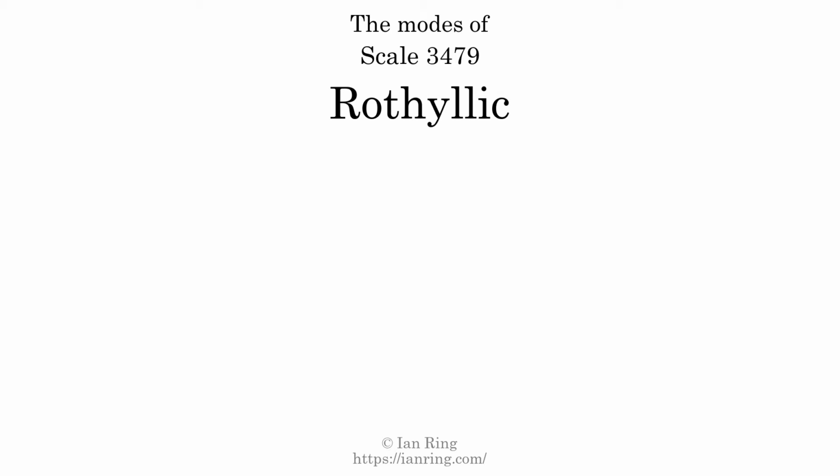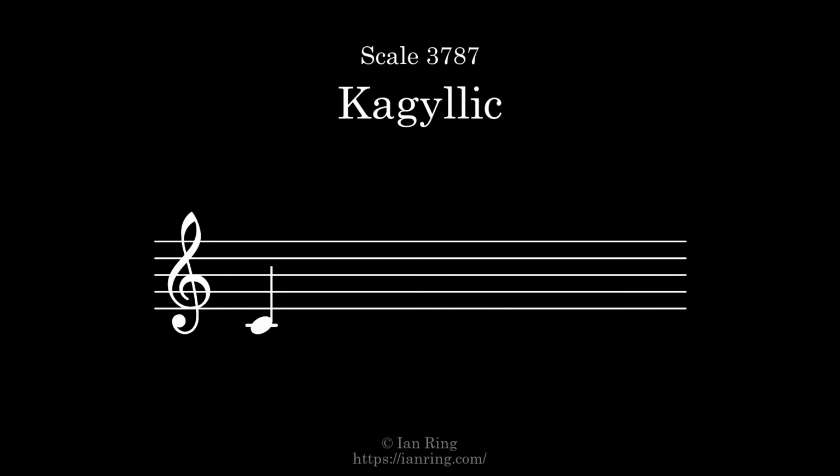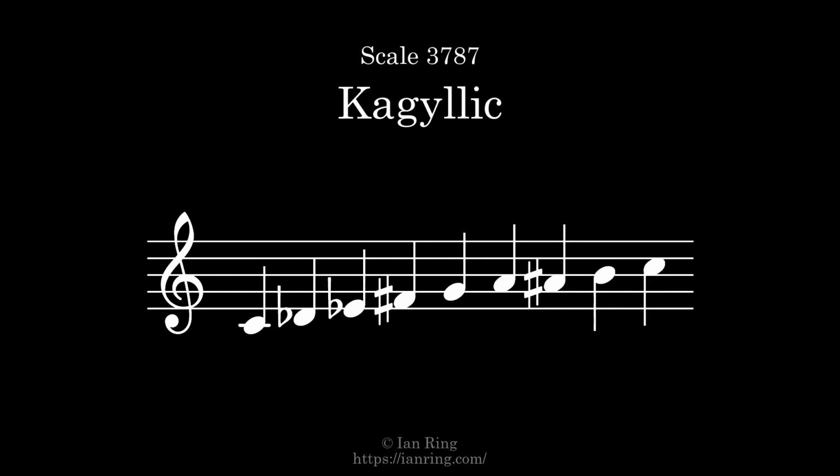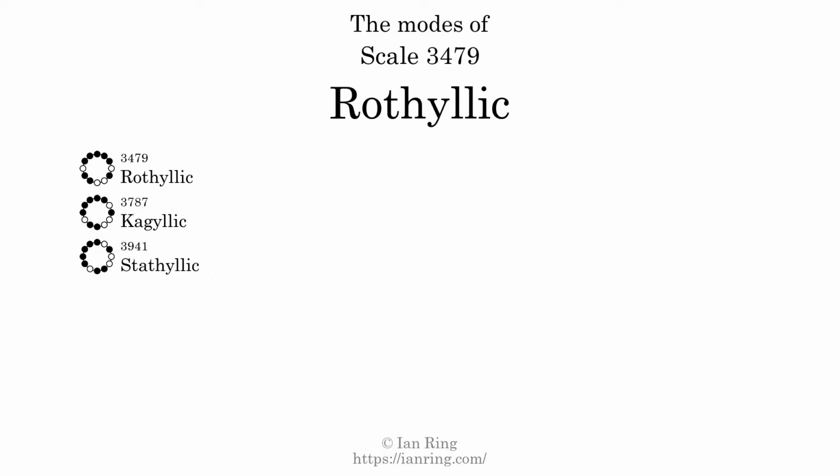This scale has 8 modes. The first mode is itself. The second mode is scale 3787, also known as Rothyllic. It sounds like this. The third mode is scale 3941, also known as Rothyllic. It sounds like this.